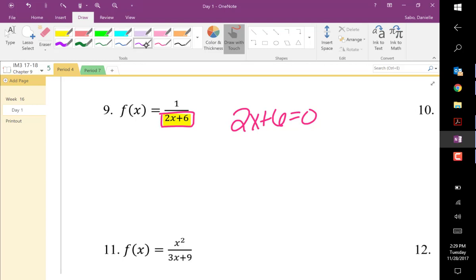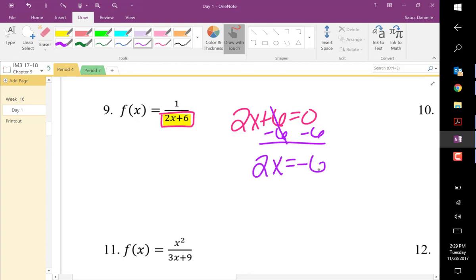What? Yeah. So probably minus 6. Mm-hmm. Minus 6. That would be 2x equals negative 6. And then divide by 2. Yeah, divide by 2. And then it's going to be negative 6 divided by 2. It is 3, yeah.